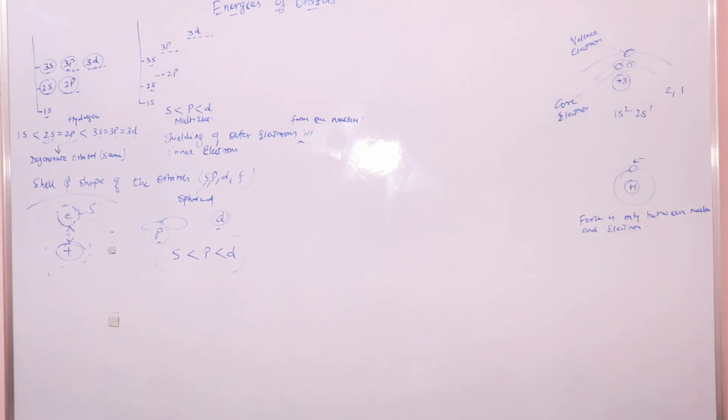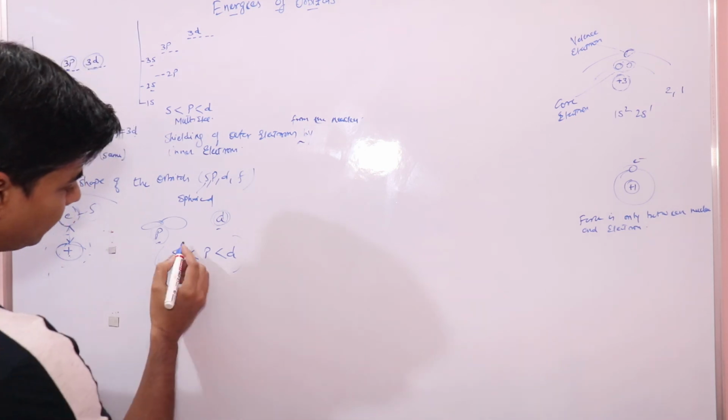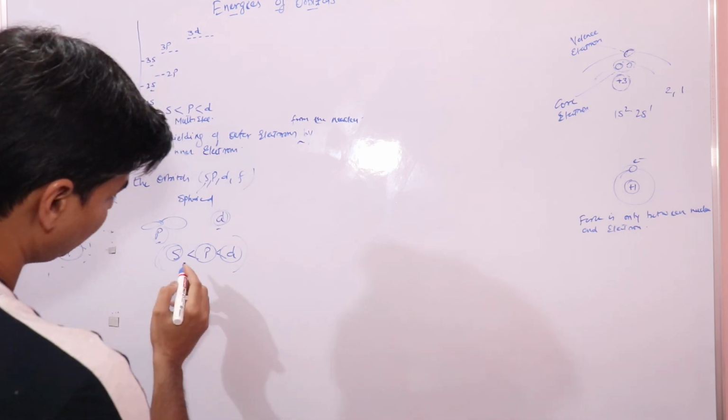So the energy of s orbital will be lower than that of p orbital, which will have less energy than the d orbital, like we have discussed already. We know that the extent of shielding from the nucleus is different for electrons in different orbitals.